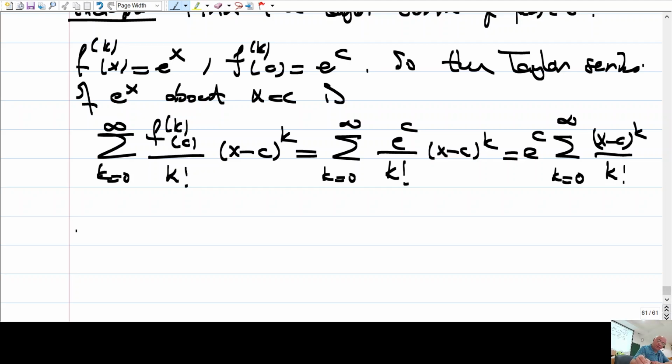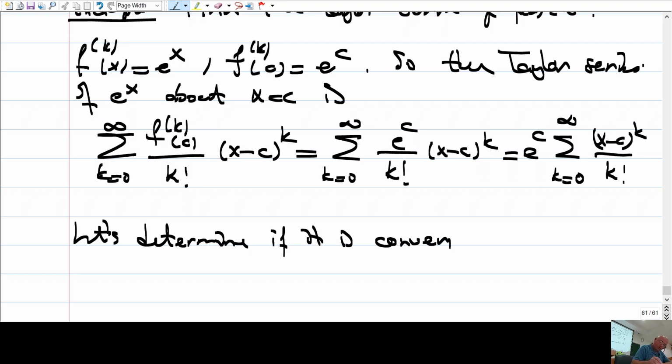Now let's also determine if it is convergent, and where it is analytic.